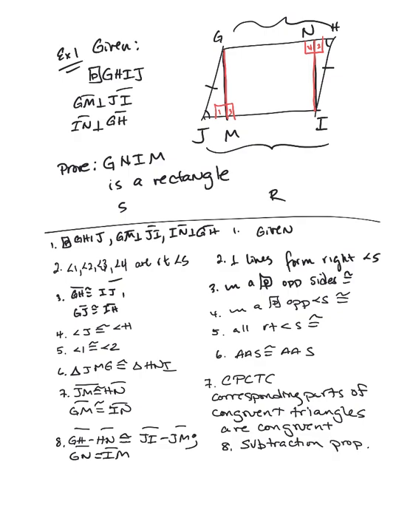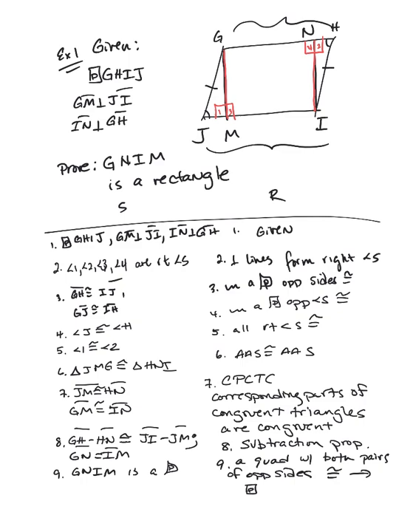So now I have enough information to prove that GNIM is a parallelogram. And the reason for that is that I have a quadrilateral with both pairs of opposite sides congruent. That means I have a parallelogram.